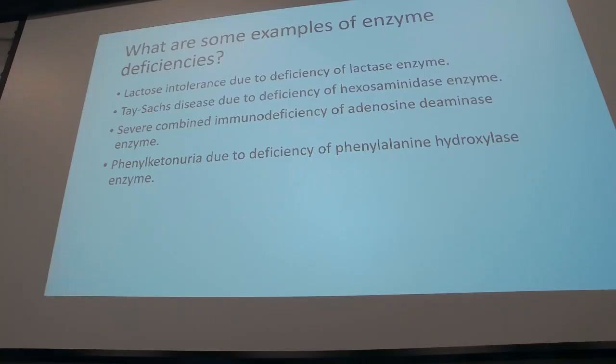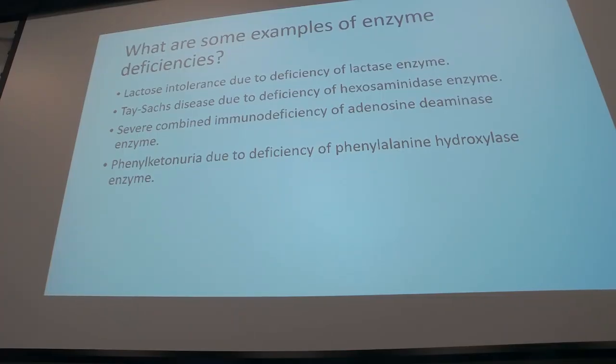Another one is Tay-Sachs deficiency, in which there is an enzyme that is missing that is called hexosaminidase. And this one affects the development of neural tissue. We have another deficiency: the lack of adenosine deaminase in severe combined immunodeficiency. Someone who has severe combined immunodeficiency will have a lot of infections that the person can die from.